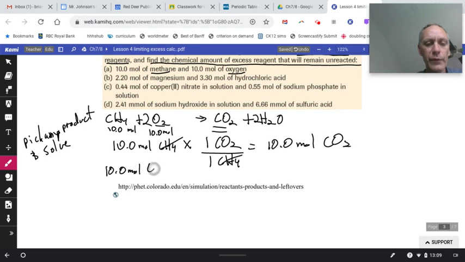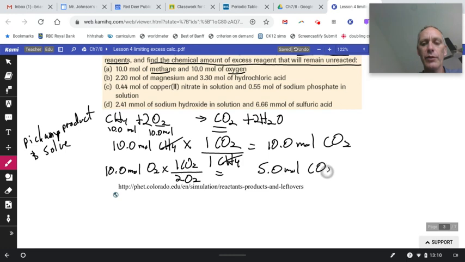Okay, we're going to try it again with the oxygen. 10 moles of oxygen times 1 CO2 for every 2 oxygen equals 5 moles of CO2. So using methane, we can make 10 moles. Using oxygen, we can only make 5. So our rule, whichever reactant produces the least amount of product is your limiting reagent. So O2 is the limiting reagent.